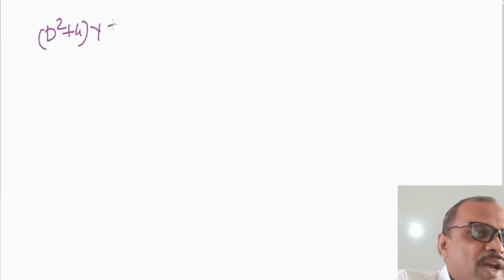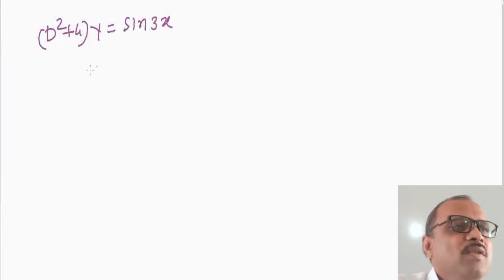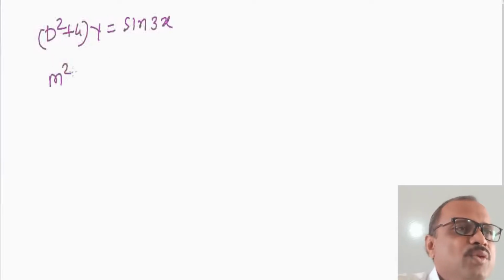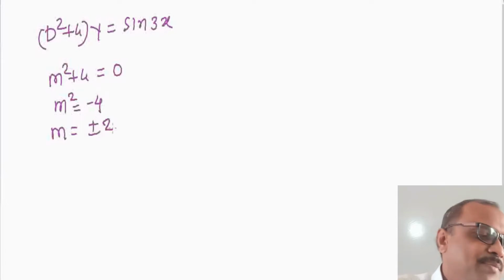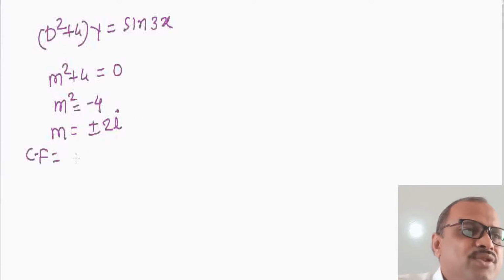Suppose D square plus 4 operating on y equals sine 3x. Now what is the auxiliary equation? M square plus 4 equals 0, m square equals minus 4, and m equals plus or minus 2i. And hence what is the complementary function? Here the real part is 0, so e raised to 0x into c1 cos of 2x plus c2 sine of 2x.